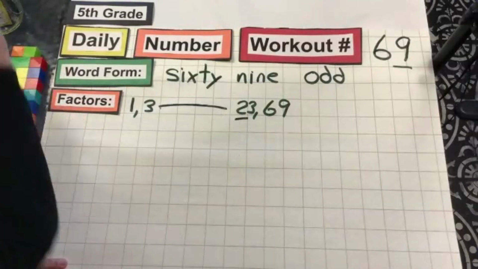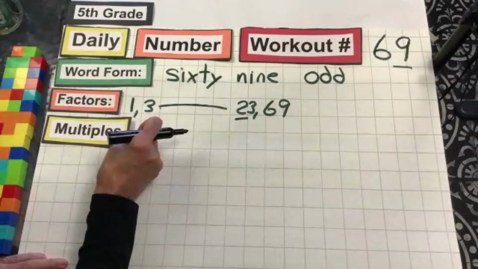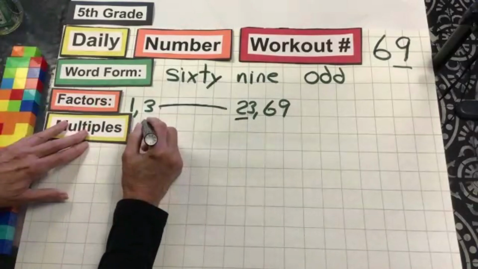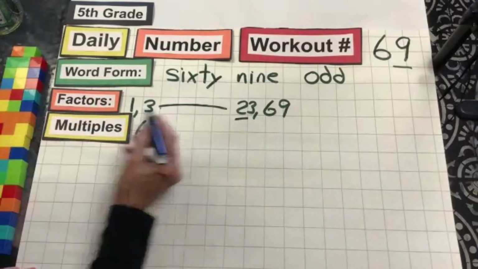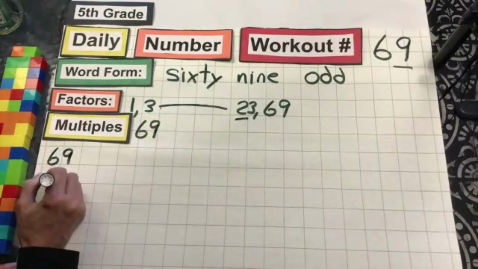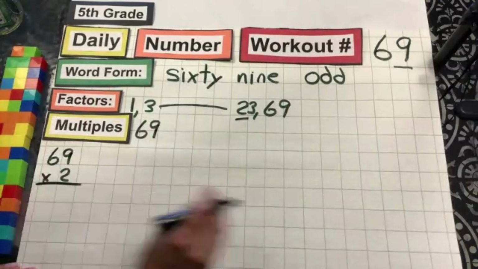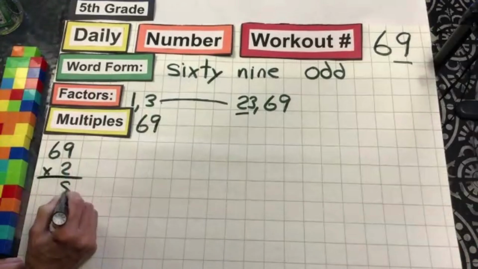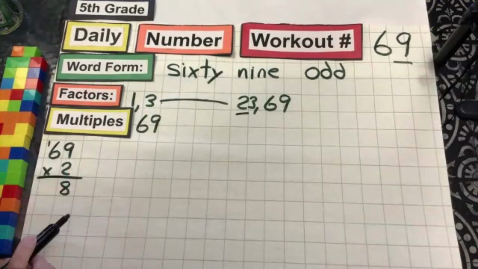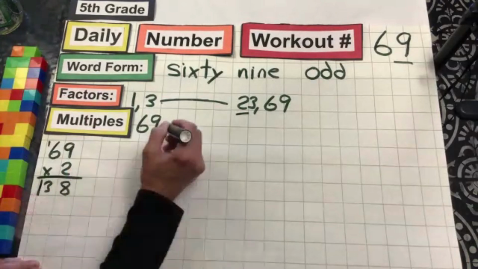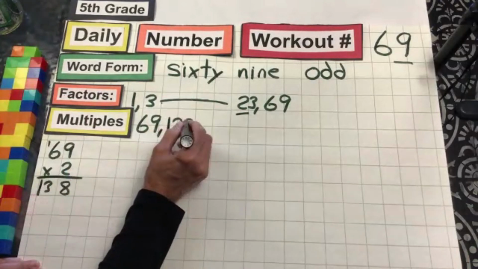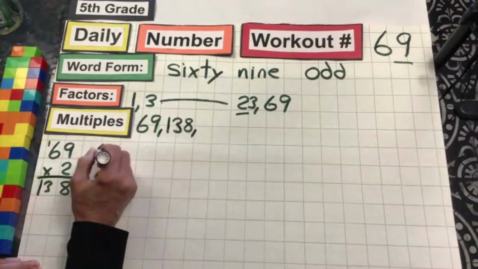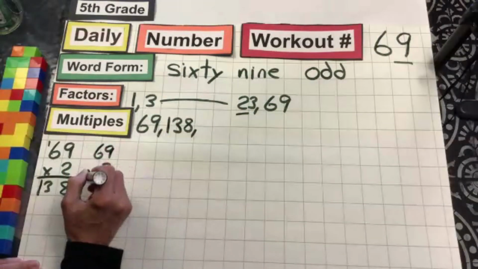So here we go. Let's go for multiples. 1 times 69 is 69. Let's do 2 times 69. This is our great facts practice. 2 times 9 is 18. Drop the 8, carry the 1. 2 times 6 is 12, plus 1 is 13. So we have 138 is 2 69s. Let's do 3 69s.